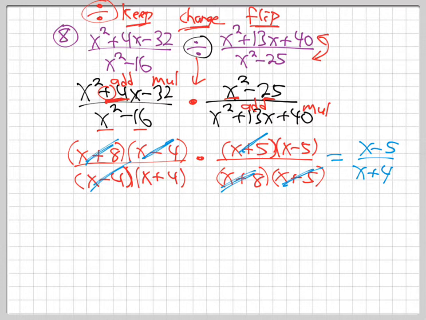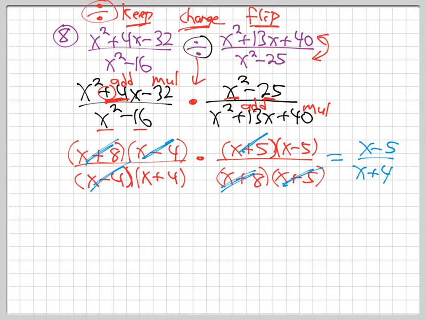So that's hardly any different than the multiplying problems, right? Dividing is just upside down multiplying. You just keep, change, flip. Keep the one on the left the same, change to multiplication in the middle, flip the one on the right. Because dividing is just upside down multiplying.